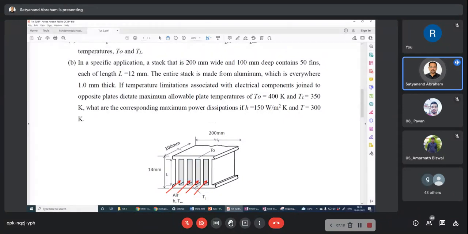So what is given is the dimensions, all the dimensions of the fins. Also T0 and TL are given, and also the heat transfer coefficient and the ambient temperature. So all the criteria are given to us. From here we need to see what the basic heat flux conditions are, which we have already seen, right? So into that we have to put these parameters.